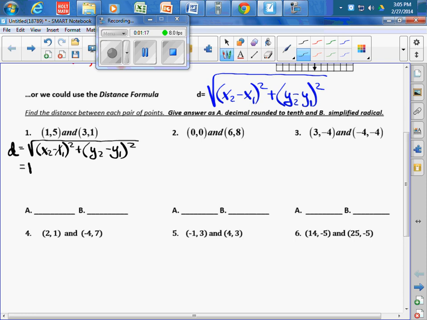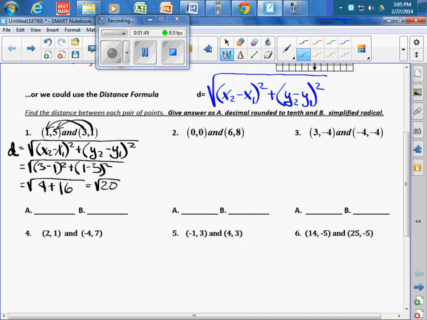So I'm going to have radical, x2 minus x1, that'll be 3 minus 1 quantity squared plus 1 minus 5 quantity squared equals. Now all I have to do is the math in this thing. What's 3 minus 1? 2. What's 2 squared? 4. Plus 1 minus 5 is what? Negative 4. Negative 4 squared, positive 16. So we're looking at the square root of 20.